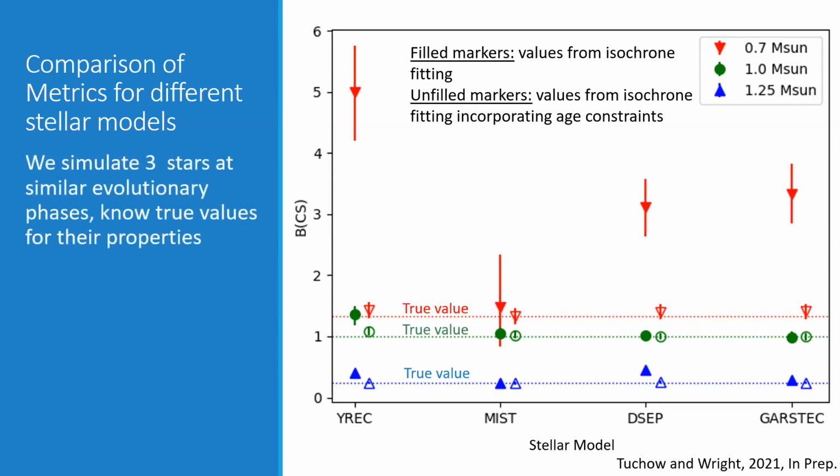So we simulate 3 stars at similar evolutionary phases, and we know the exact true values of their properties since they're simulated and not actual stars. We know their exact properties. And these columns on the x-axis stand for different stellar models.